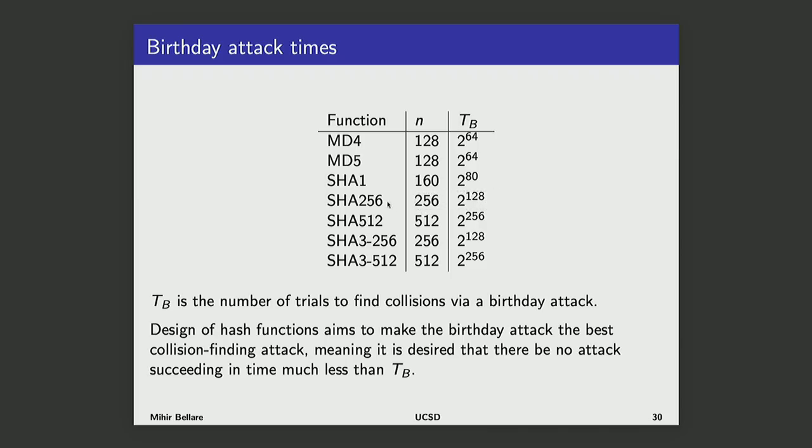So for SHA-256 with 256-bit outputs, you need 2 to the 128 time. There's a SHA-512 with 512-bit outputs, so now you need 2 to the 256 time. So they're making the birthday attack more and more difficult. With the new SHA-3 series, you see the same thing, that you have variants and corresponding birthday attack times. So that's pretty much where we stand in terms of hash functions.